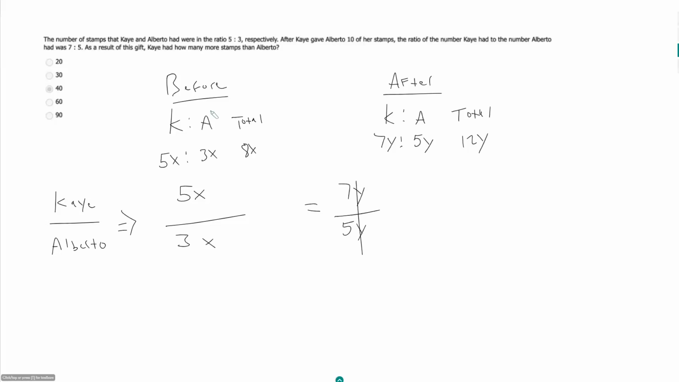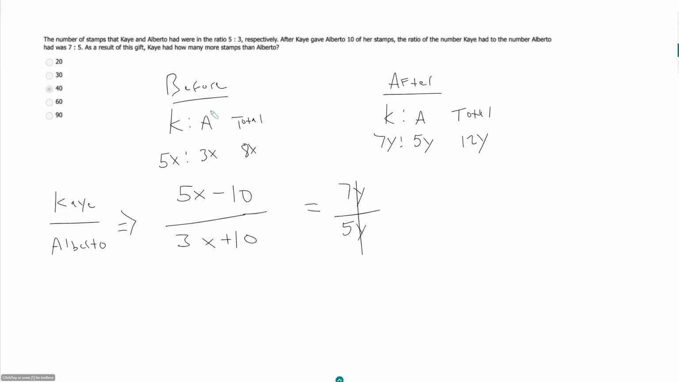Now in this case, our y is just going to cancel out here. And so what happened? What got us from this ratio of 5x to 3x to this ratio of 7y to 5y? So for K, she had 5x stamps, but then she gave up 10 of them. So she lost 10 stamps. And then Alberto, he started with 3x stamps, but he gained 10 from K. So 5x minus 10, so K's new amount of stamps over Alberto's new amount of stamps, that is what is equal to our new ratio of 7 to 5.